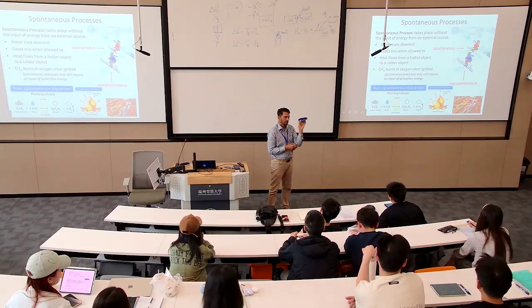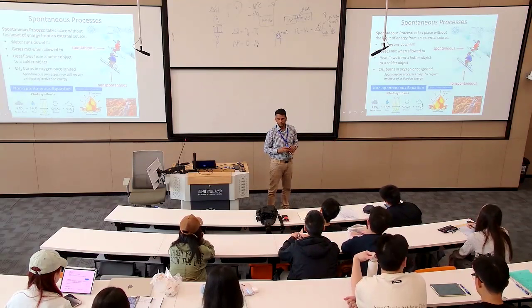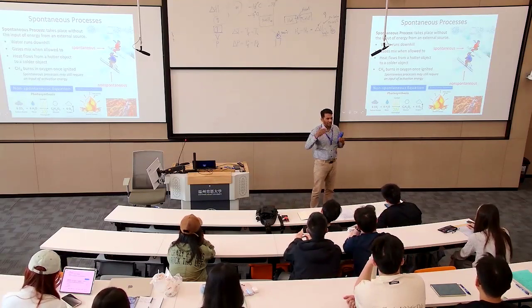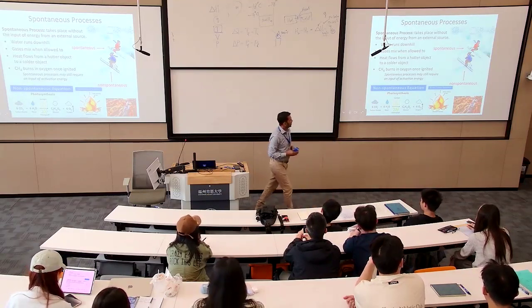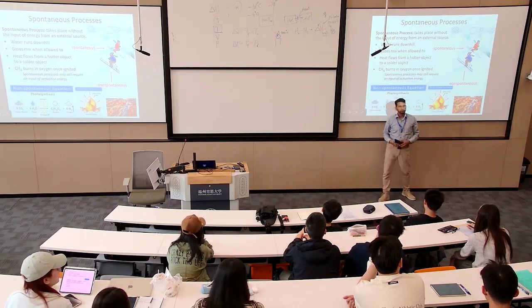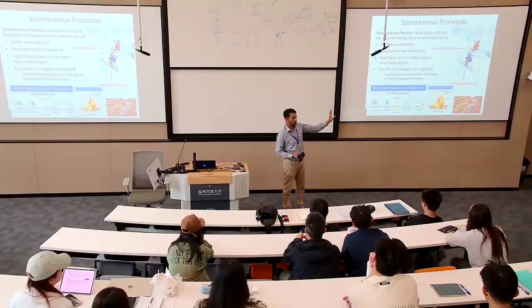Maybe in the beginning they are non-spontaneous, but they are exothermic reactions. They produce enough energy, and that energy can self-sustain. They can proceed to the next step. Okay. Rusting of iron takes place on its own. This is a chemical reaction, a redox reaction.